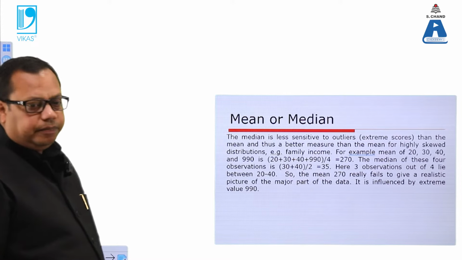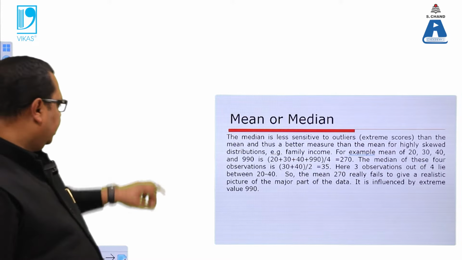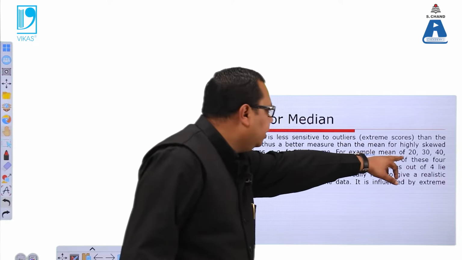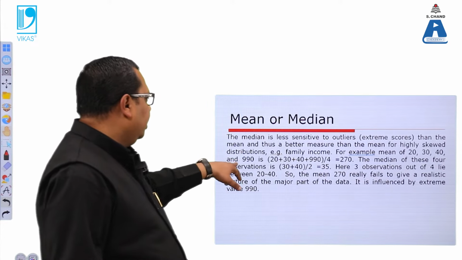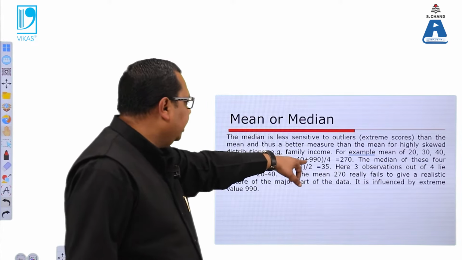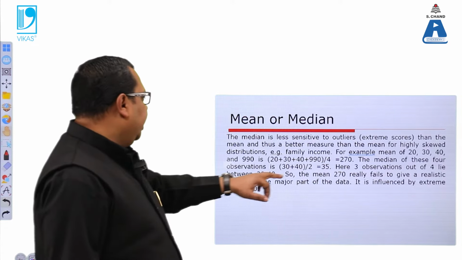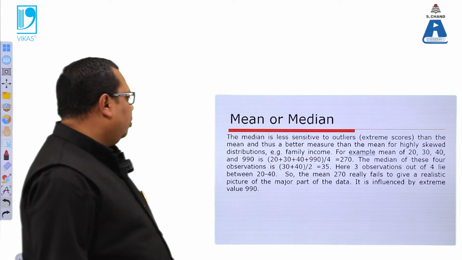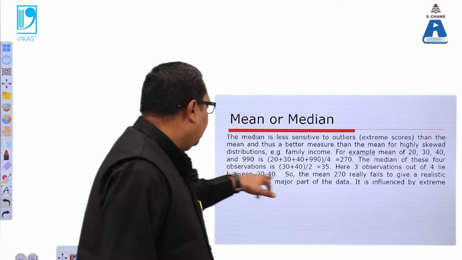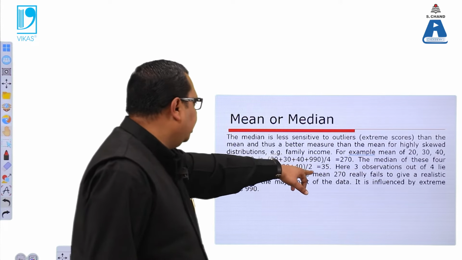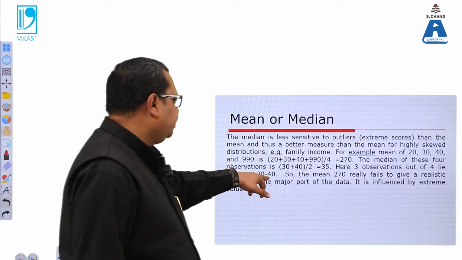So the mean is clear. Now we'll calculate the median. Suppose here the example given has the values 20, 30, 40, and then 999. We add 20 plus 30 plus 40 plus 999 divided by 4, which gives us 270. What will the median of the 4 observations be? The median of the 4 observations is 30 plus 40 divided by 2, which is 35, and the 3 observations lie between 20 and 40.